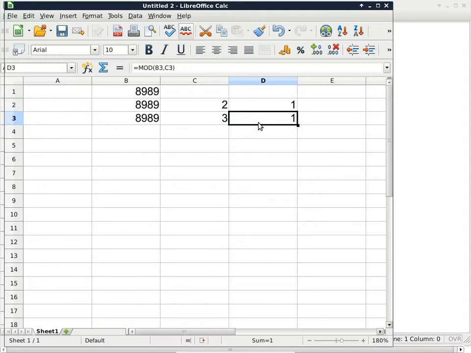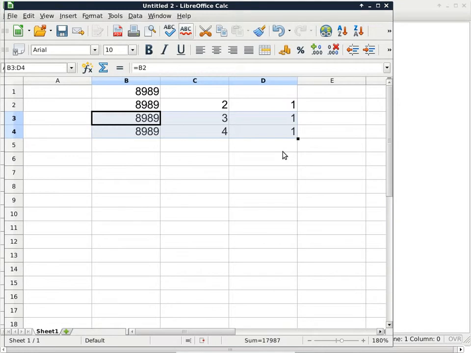If you look at this particular one, you can see it is the mod or the remainder of B3 divided by C3, which is basically all the numbers on that row. So it's working. Okay, this is a pretty easy way to do it. Okay, if I drag all 3 rows down by 1, then it will try 4 as a factor of 8989.